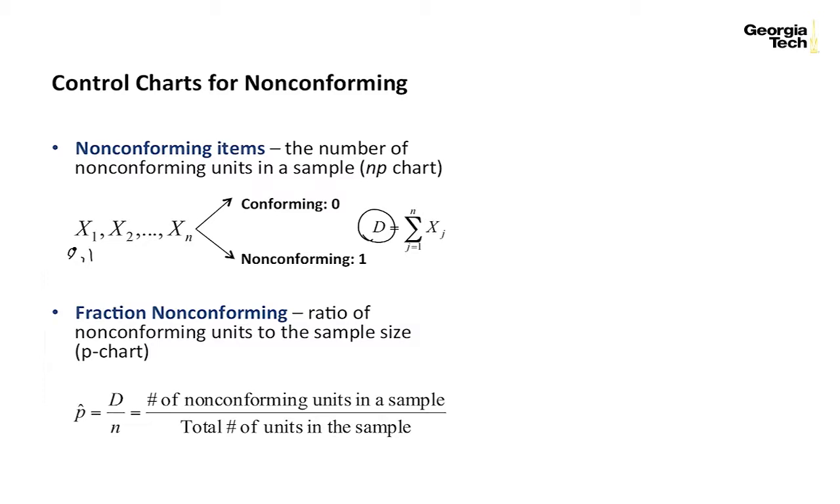We also have fraction non-conforming for a sample, which is the ratio of non-conforming units to the sample size. So it's defined by D divided by n. D is the number of non-conforming units in the sample that you have, and n is the sample size. So it's a number between 0 and 1. If we define a control chart based on D, this control chart is called NP chart, and if we define a control chart based on p hat, which is the fraction non-conforming, this control chart is called P chart.